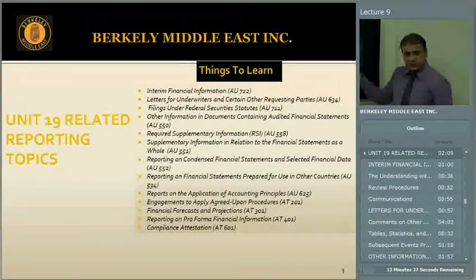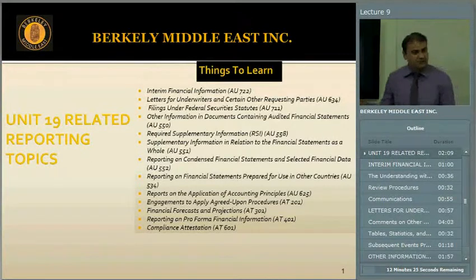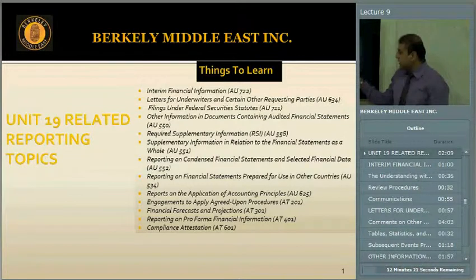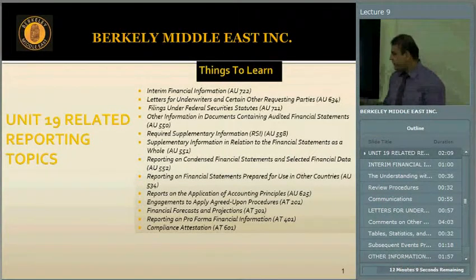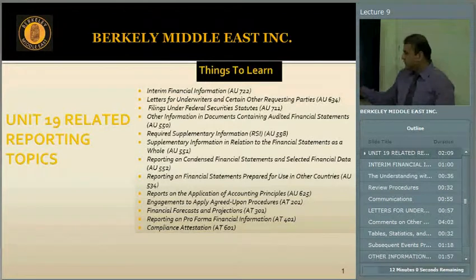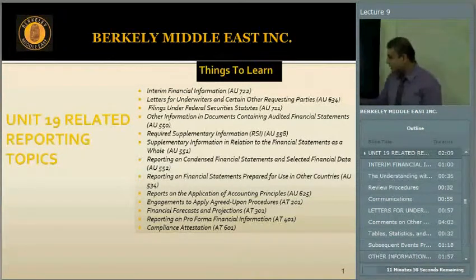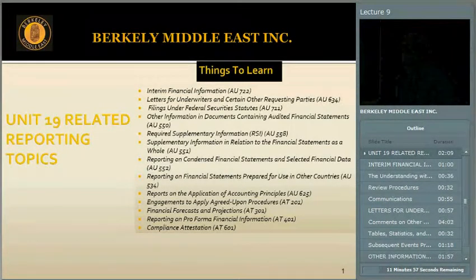Engagement to apply compliance auditing standards, this we already know, we have seen it so many times. Engagement to apply agreed-upon procedures. This is also something we know, this is just a revision. Financial forecasts and projections are being made internally, and the auditor sometimes reviews them, so what other formalities do we have to do? Reporting on pro forma financial information. Pro forma, as we know, is pre-printed financial statements. So what is the reporting? And compliance attestations.